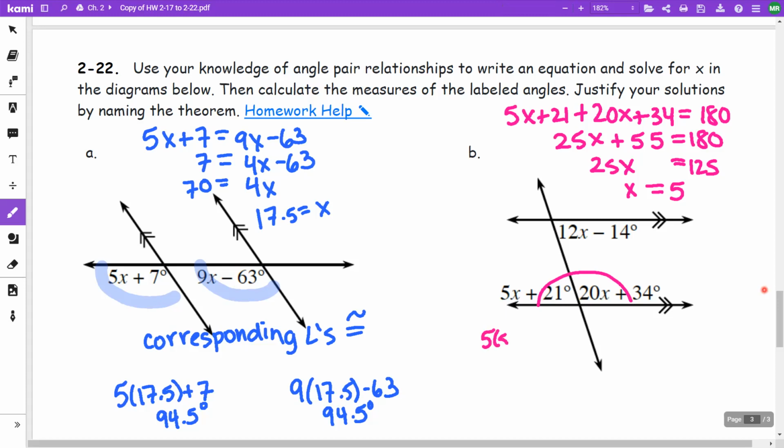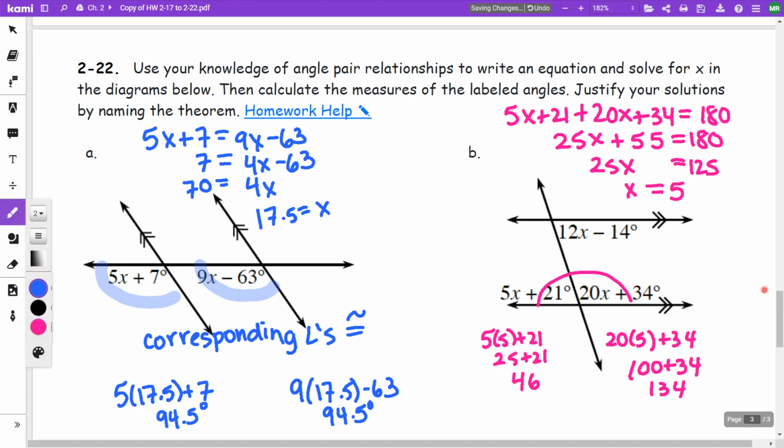Then when I put it in, these two should add up to 180. I apologize. So 5 times 5 plus 21, 20 times 5 plus 34. So let's see. This is going to give me a 25 plus 21, which is 46. This is going to give me 100 plus 34, which is a 134. When I add 46 and 134, I end up getting a 180. So that checks out.